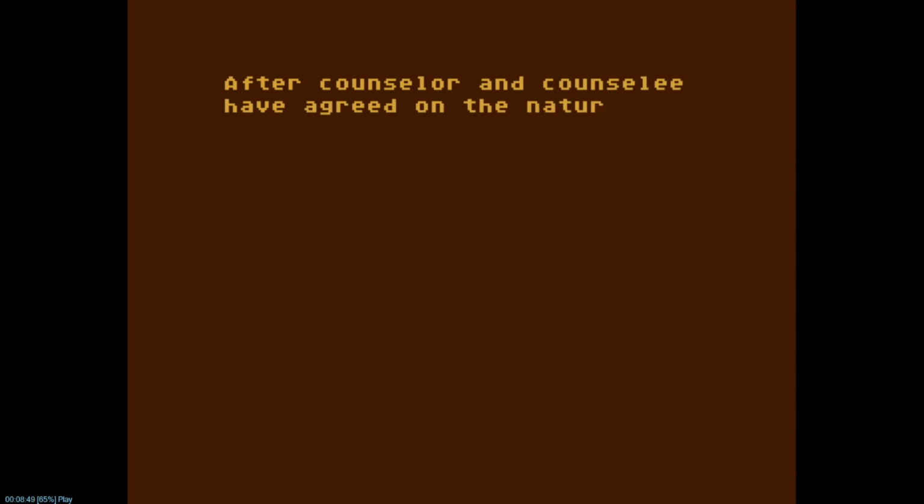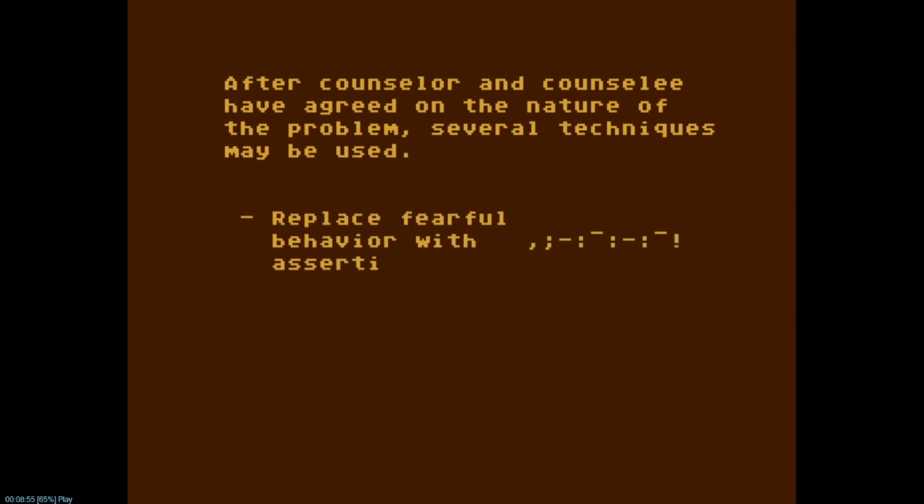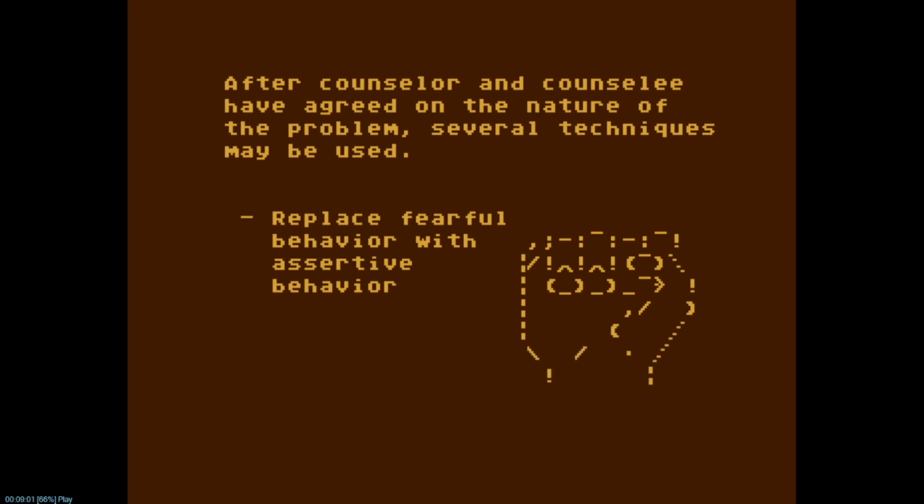Right. After the counselor and counselee have agreed on the nature of the problem, several techniques may be used. One is to replace fearful behavior with assertive behavior. A counselee who is afraid to express an opinion for fear of disagreement, for example, will be encouraged to express assertive behavior whenever appropriate.